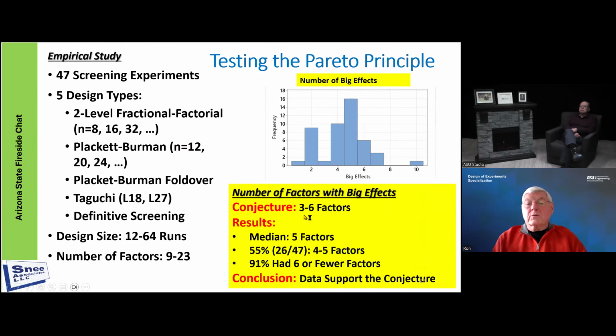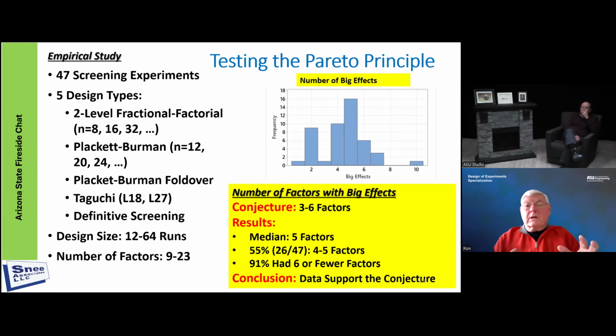So our conjecture was 3 to 6. The median value was 5. That's right in there between 3 and 6. 55% identified had 4 to 5 factors. 91% had 6 or fewer. So if you take 6, you get the whole 91. So the conclusion says the data support the conjecture of 3 to 6.